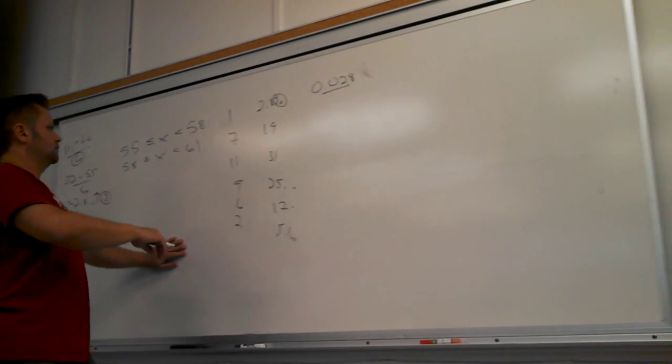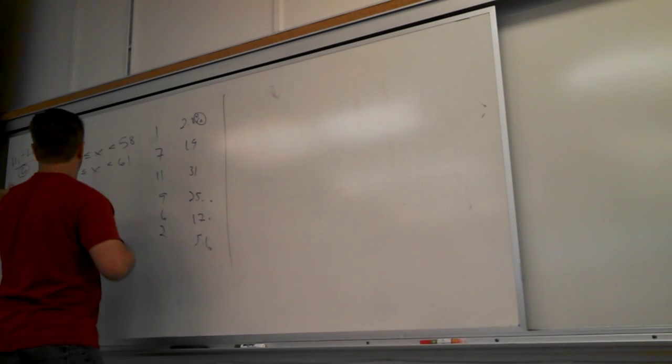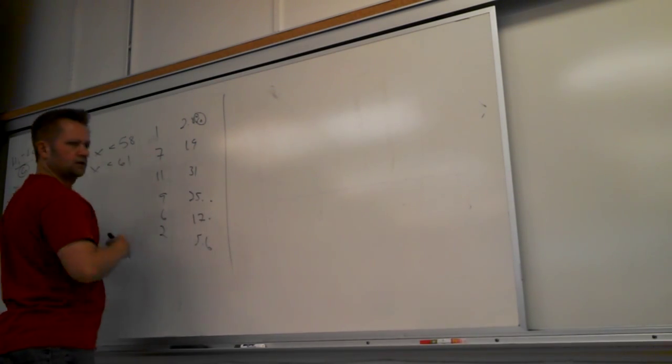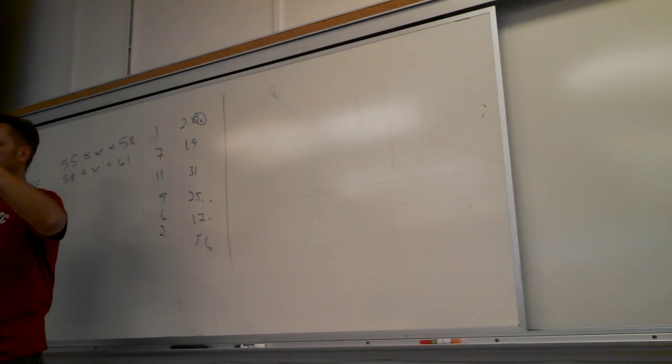For the papas, the class width was the same. It was like 77 minus 61. And that was like 2.6.